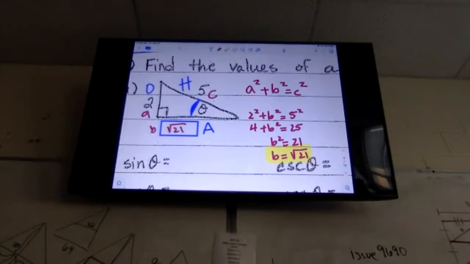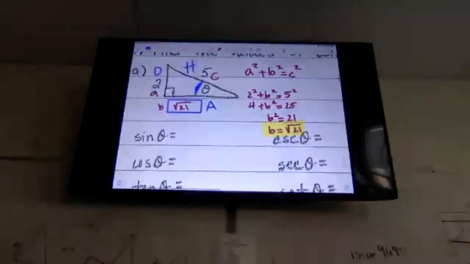There's 21. If we can simplify that, I would like us to do that. We cannot do that here. Square root of 21 is just 3 and 7, but you can't take anything out. It doesn't simplify. Okay. Anybody, any questions on finding that third side?